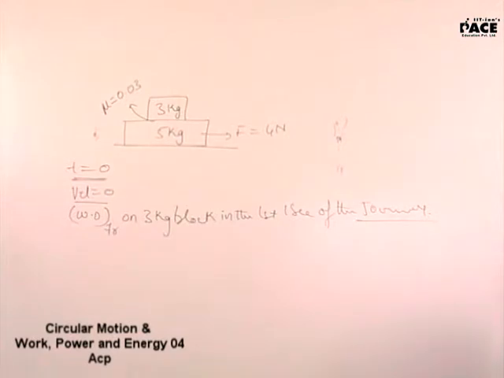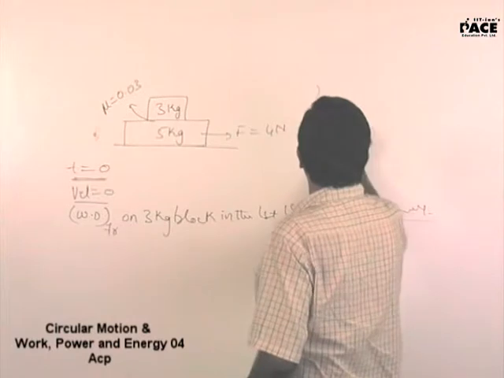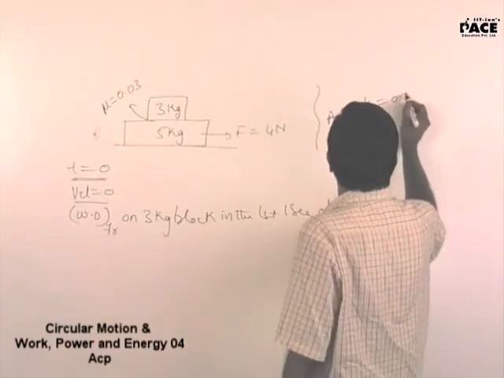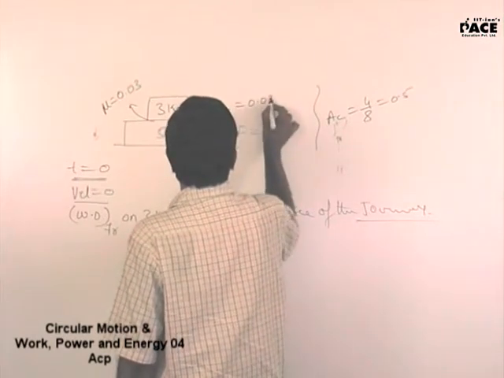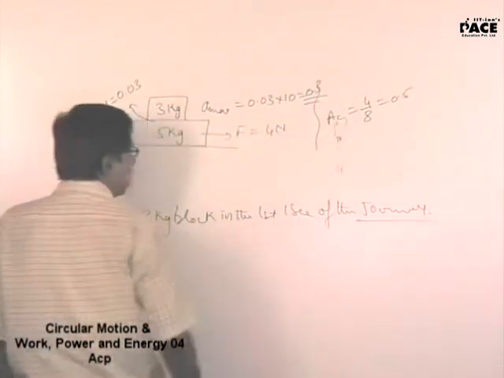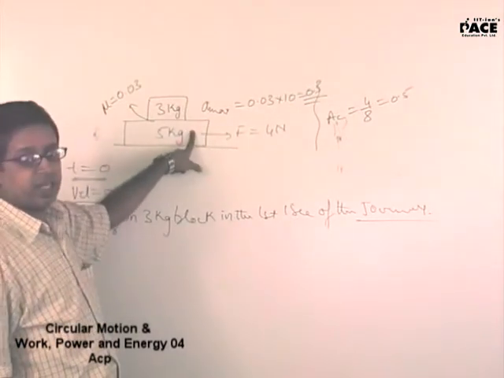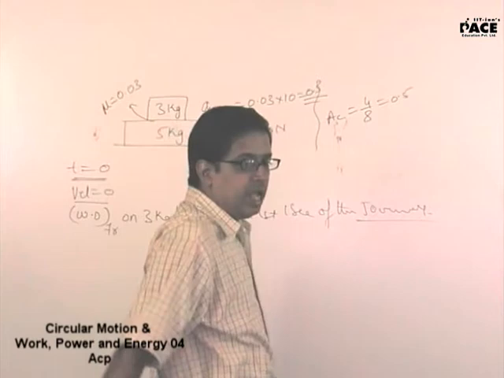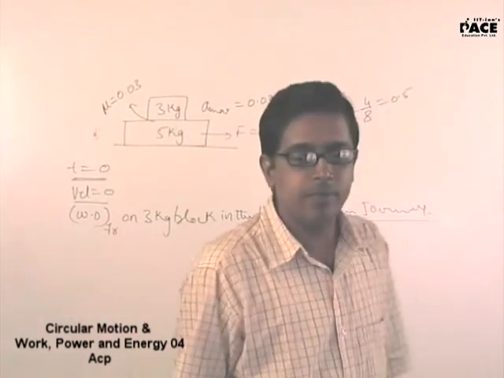In these problems, first of all, we will have to decide if the 3 kg block is sliding on the 5 kg block or not. It will slide, because a common is 4 divided by 8, which is 0.5. A maximum is 0.3 into 10, which is 0.3. A maximum is lesser. All said and done, friction cannot give the 3 kg block the same acceleration as that of the 5 kg block. Hence the 3 kg block is sliding. And once it is sliding, I am damn sure that the friction value is mu N.